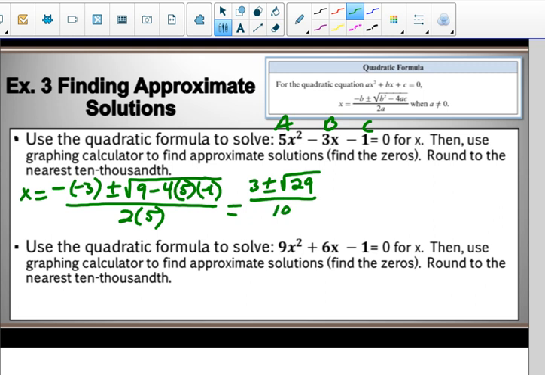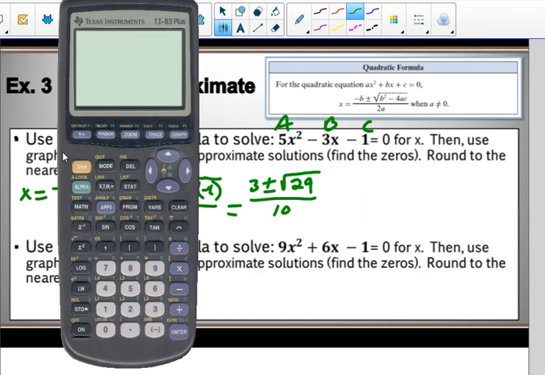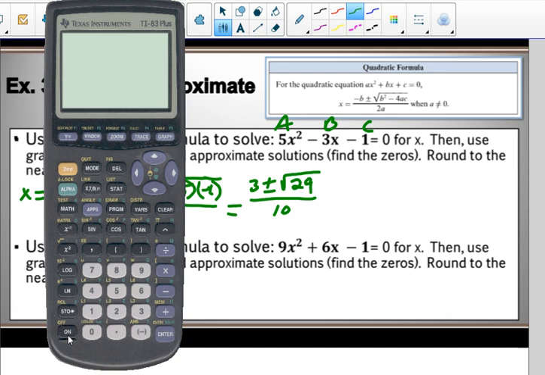So this is where I have to use my calculator. I'll get my calculator out, and we're going to plug that in here. So I'll clear what I have here. I have 3. I'll use parentheses first. So parentheses, 3 plus the square root of 29.